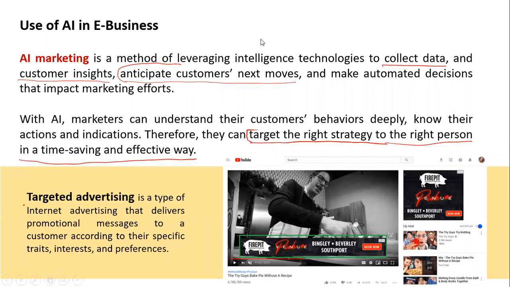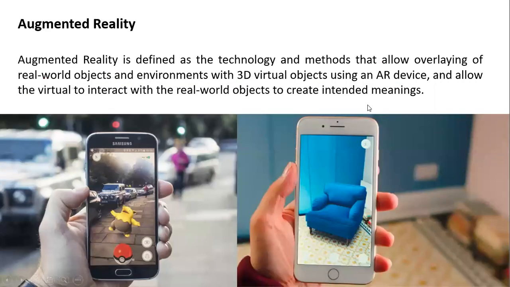Okay, everyone, let's move to the next slide. The other one is augmented reality. Augmented reality is another new technology which goes together with electronic business. Normally what augmented reality means is technology and methods that allow overlaying of real world objects and environments with 3D visual objects using AR devices, augmented reality devices, and allow the virtual to interact with the real world objects, right? So the meaning is something like this.